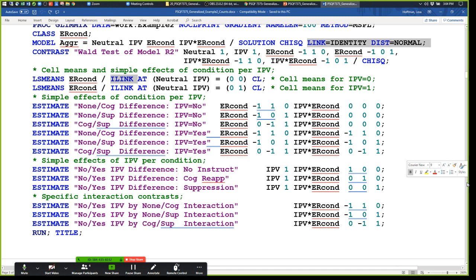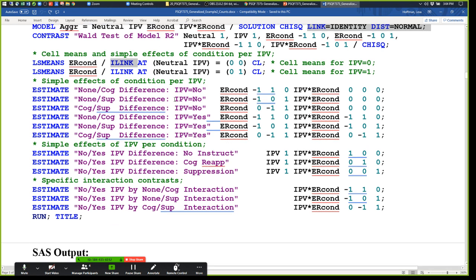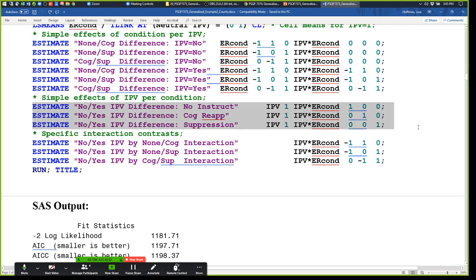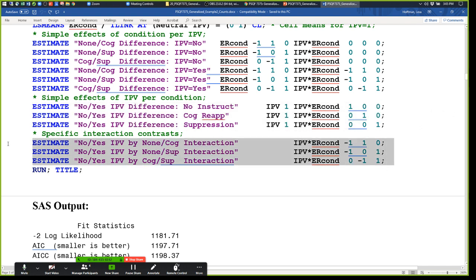So I'm doing that to make a point, like part of the reason why this model is going to be broken is that it does nothing to ensure that the predicted counts are positive. You're just predicting them as is. Estimate statements then to get the simple effects. These are the strategy group differences as a function of whether or not someone has IPV. So again, the first three lines give you strategy group differences where the zeros are for the interaction term because that's when IPV is zero. The second set of lines gives you the echoing of the values because IPV is one. Then we have the IPV effects for each group. And then last but not least, the interaction contrasts.